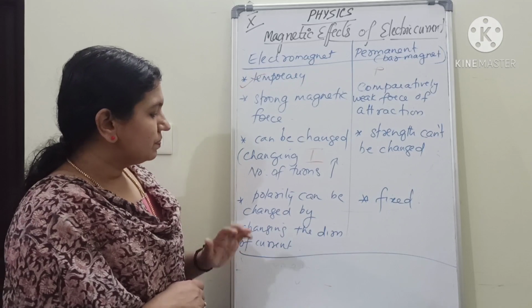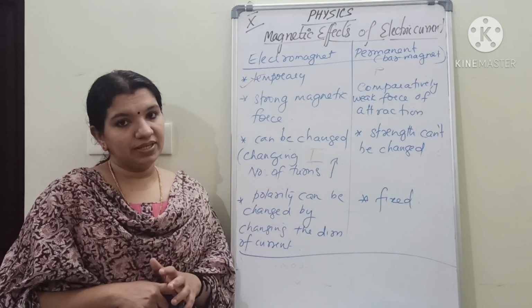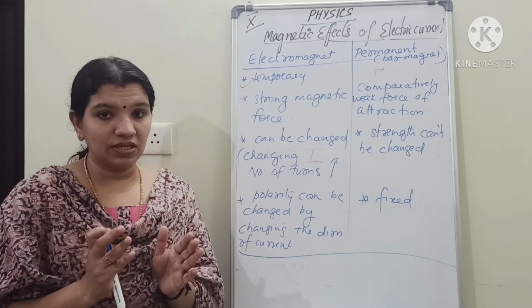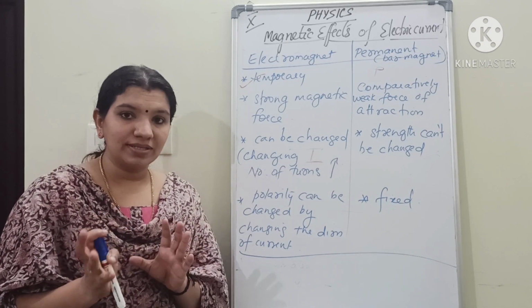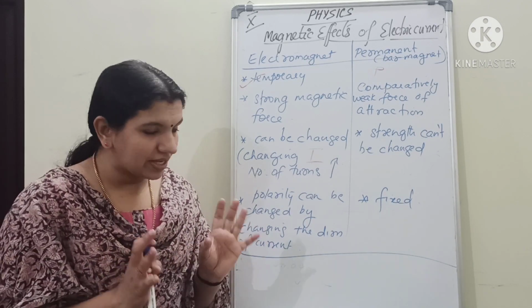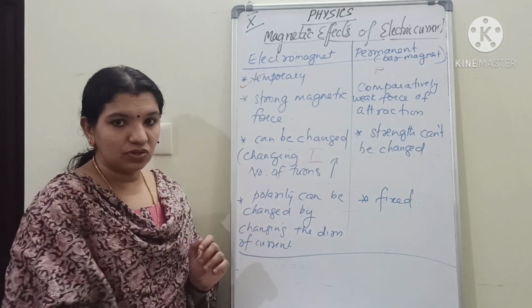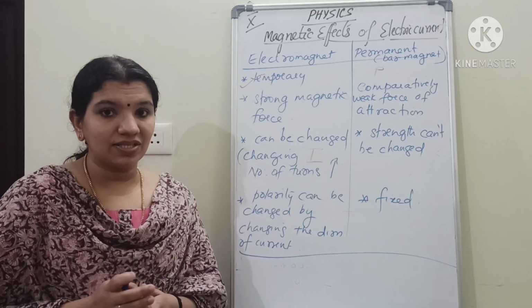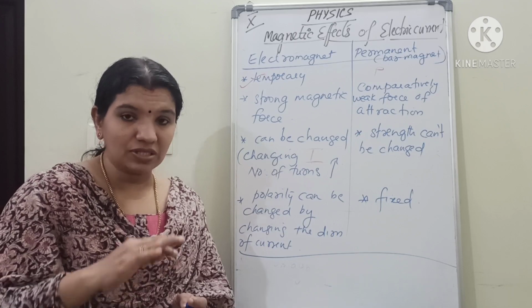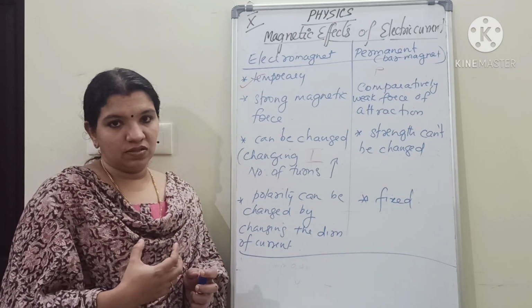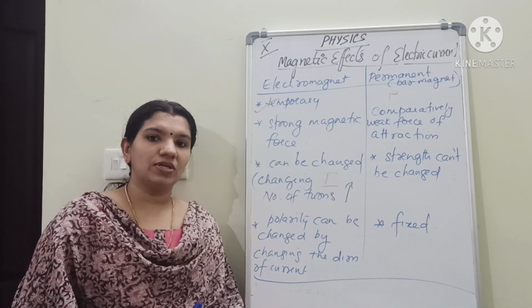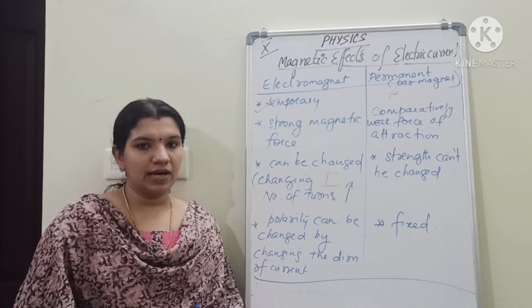Okay, then the next one is that polarity can be changed. If it is a fixed one, a bar magnet, its poles will not change. It is fixed, no? But in the case of an electromagnet, the polarity can be changed by changing the direction of current, because the current is passing as supplied by us. So you change the direction of current.